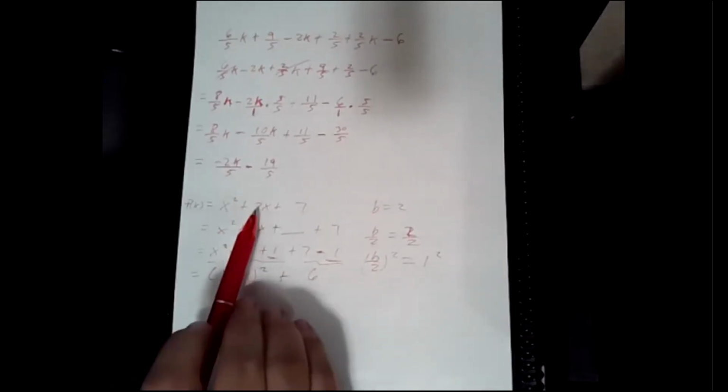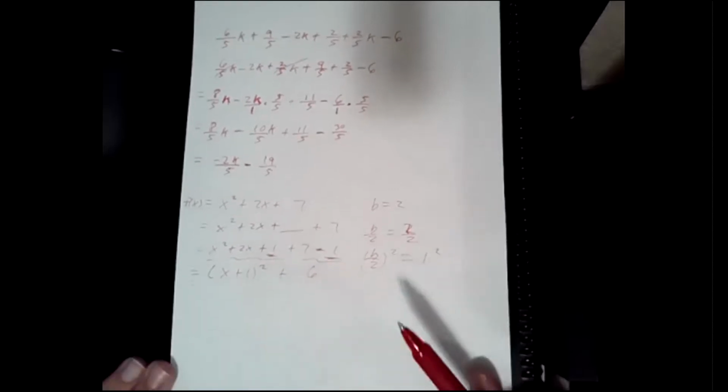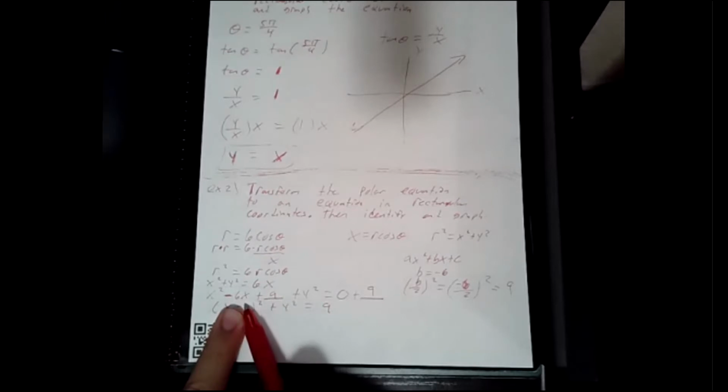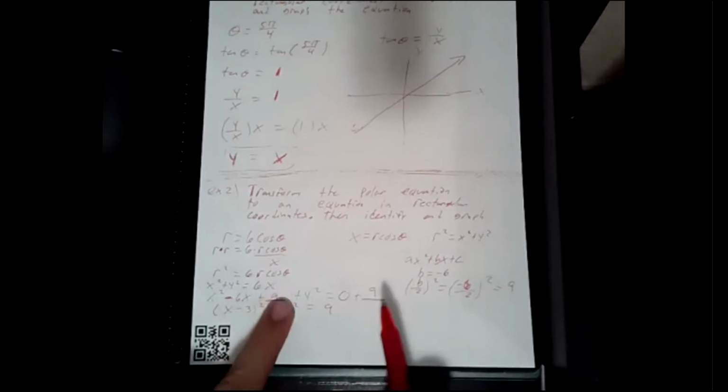You just look at whatever the b term is, you take half of it, and then you square it and add to both sides. But if you do not have both sides, then you must add and subtract. But in our question, we do have two sides, thankfully. So half of 6 is 3, squared is 9, and you just add it to both sides.